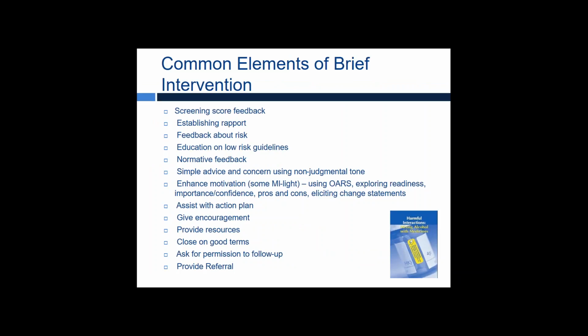So if I had to create my own model, and we actually do training that's not specific to a model, so that people can decide later what model they want to use, this is how I think of it: across all of the models, everyone gets screening score feedback regardless of the level of risk. That's across every model. It may be that a site chooses not to employ brief intervention for those at low risk because of staffing or whatever the reason is, but in the model, everyone gets screening score feedback.